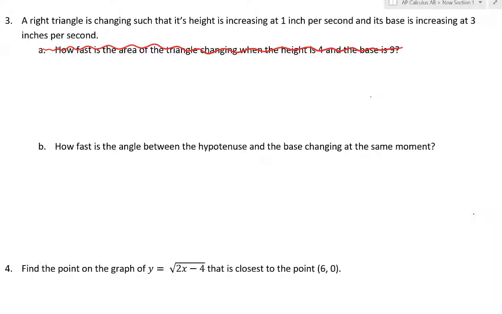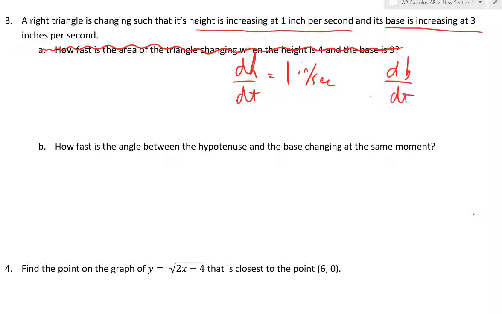A right triangle is changing, and its height is increasing at 1 inch per second. Again, that's dh/dt. We know that. That's how fast the height is changing. It's positive because it's increasing. The base is increasing at 3 inches per second. That's the rate of change of the base. That's dB/dt equals 3 inches per second.